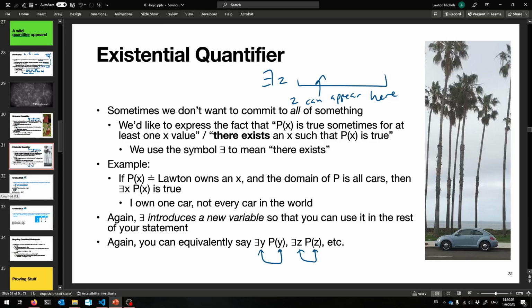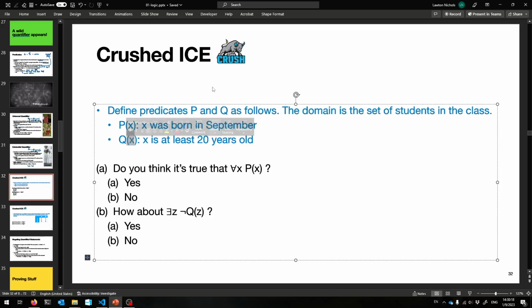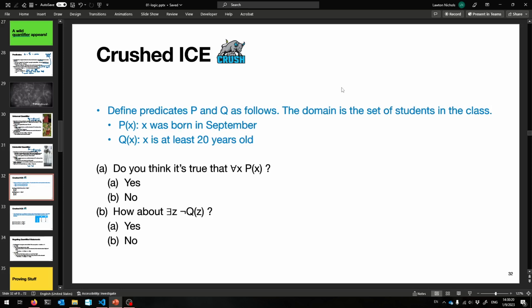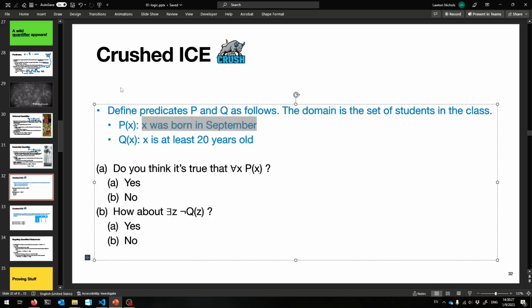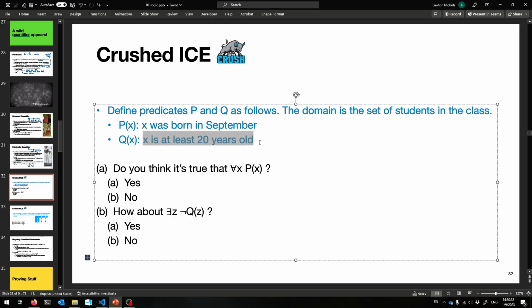And so now, let's get some practice with these. All right? So here are some predicates, P and Q. And the domain of these predicates, they each have one parameter, kind of. The domain of these predicates is the students in this class. All right? So P of X is, let's define that to be X was born in September. Okay, so it's true for some people, false for others. And then Q of X is at least 20 years old.